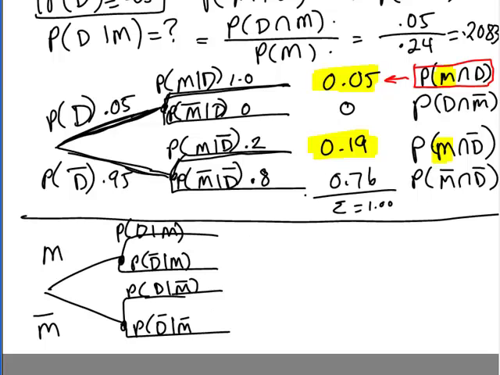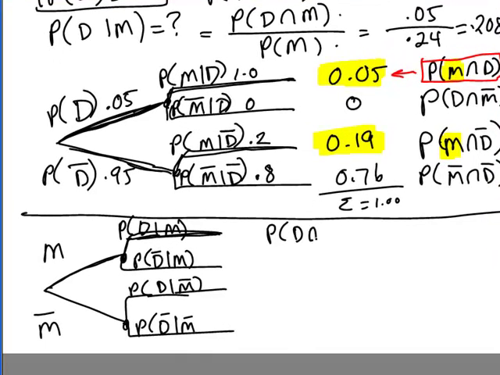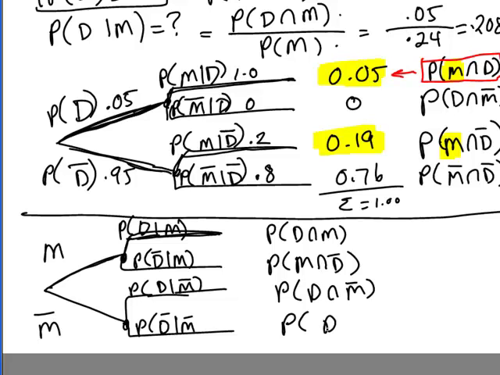And we know that these end probabilities, or joint probabilities, that go at the end, looking at the events here, are probability of D and M. This one is probability of M and D bar. This is probability of D and M bar. And this is probability of D bar and M bar.